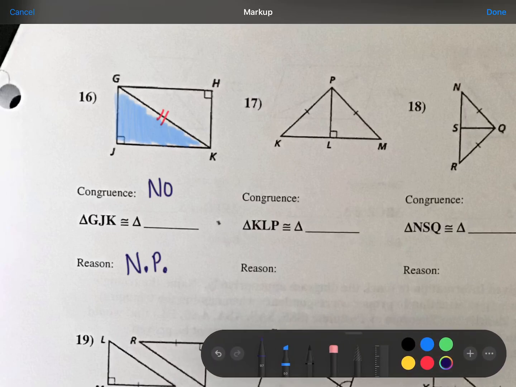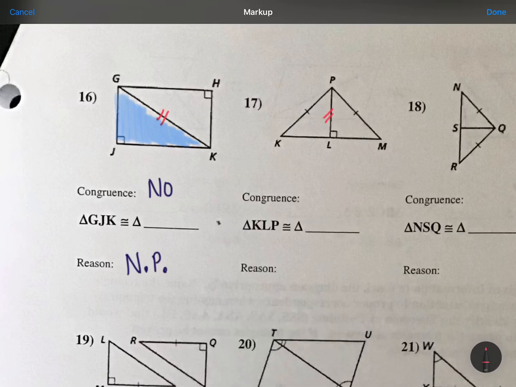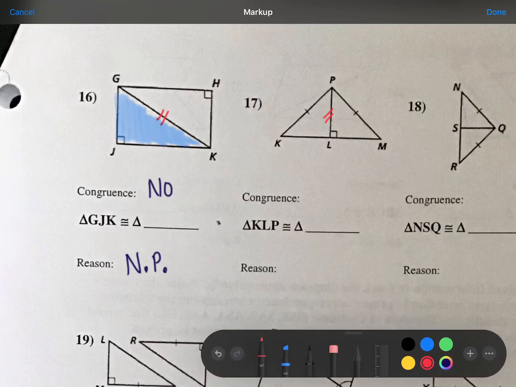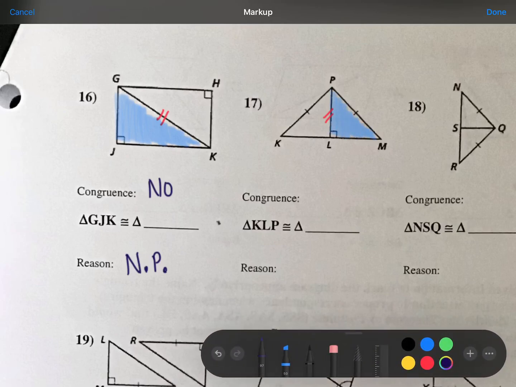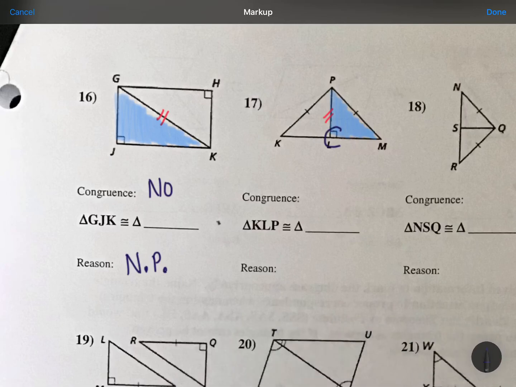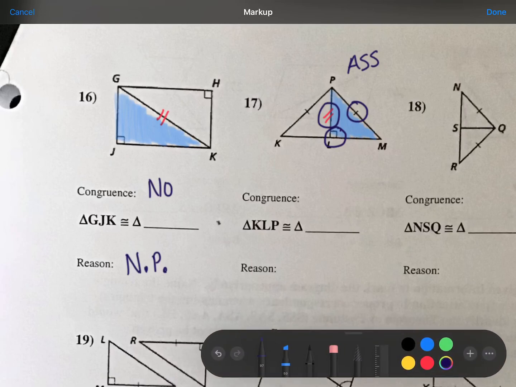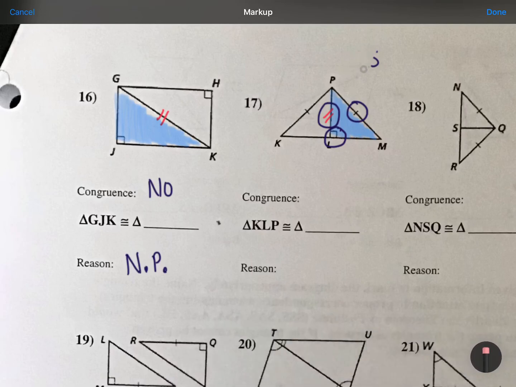Number 17, can I legally add anything? Yes, they share a common side. So now I want to look at one of my triangles. Do I have 3 things marked? I do have 3 things marked. I have a right angle, a side, and a side. But if you notice, it almost looks like an angle, a side, and a side. Can't put that on my paper, so we're going to erase that real quick.